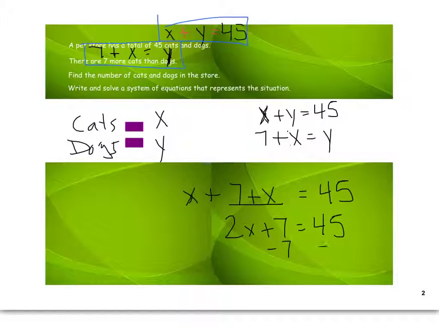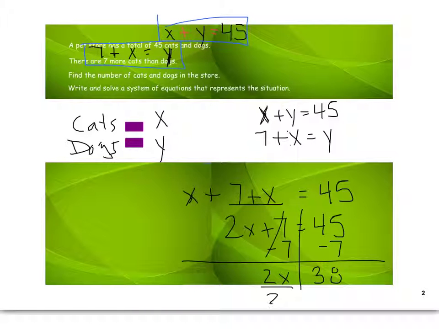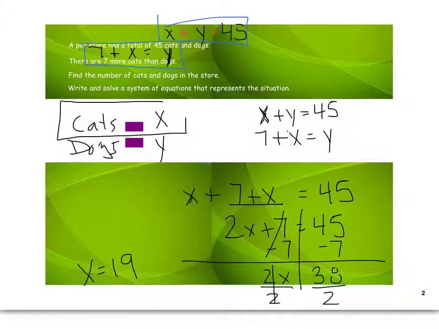And now we solve for X, trying to get it by itself. So 45 minus 7 on both sides gives us 38 equals 2x. And dividing by 2 on both sides to get rid of that part, we get x equals 19. Now if we remember, our number of cats here is our x. So we know that there are 19 cats.